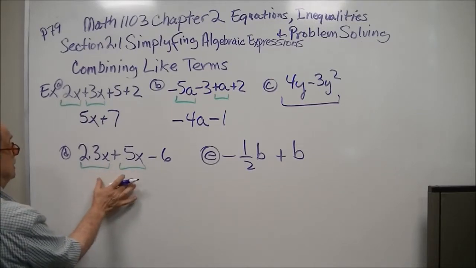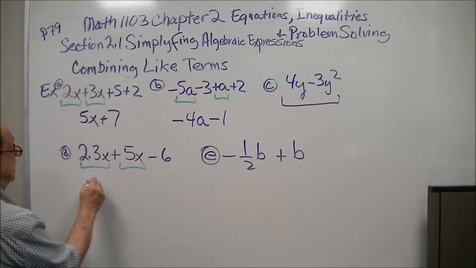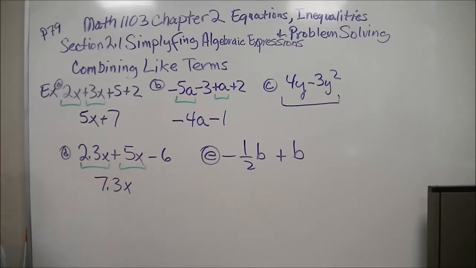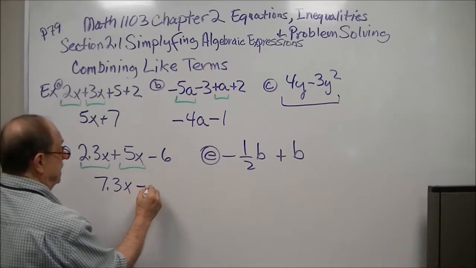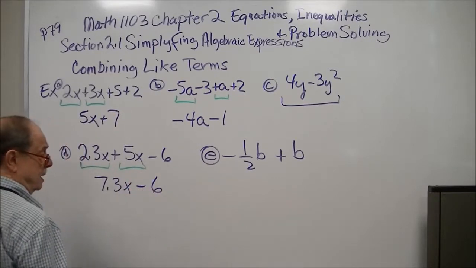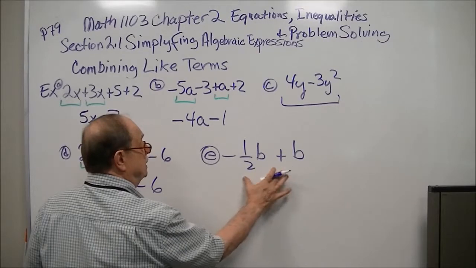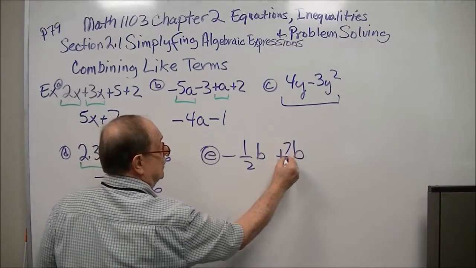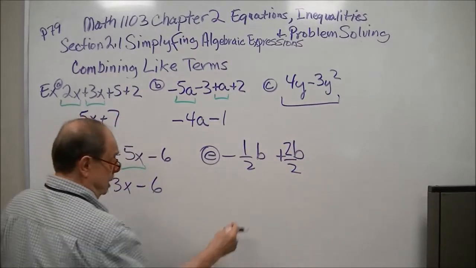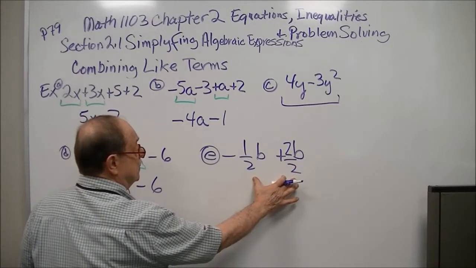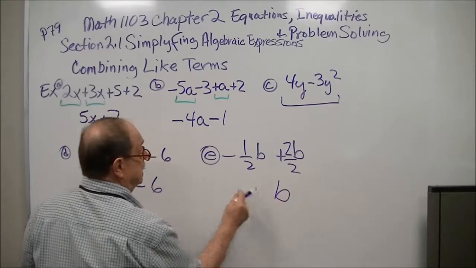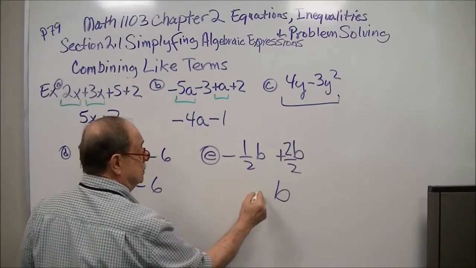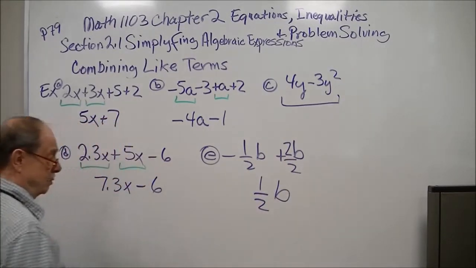Now here you have to be careful of the decimal, but this is just going to be 7.3x, 5 and a 2.3, and then a negative 6. Now, in order to combine these two terms, we have to have that 1 in the form of 2 over 2. Now you have common denominators, so there will be a b in the answer, and you have a negative 1/2 plus 2 over 2 gives you a positive 1/2.